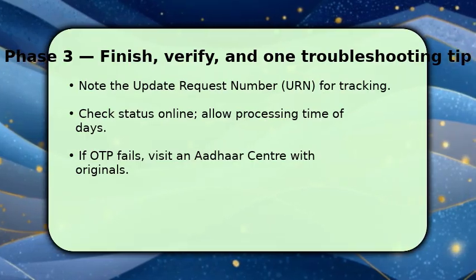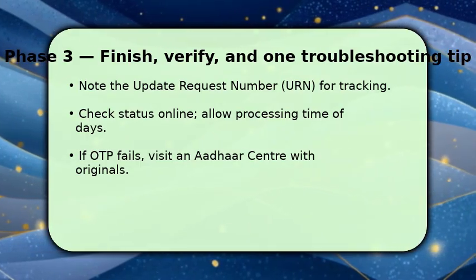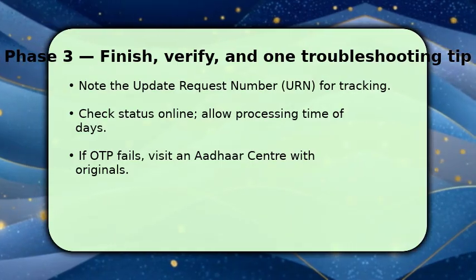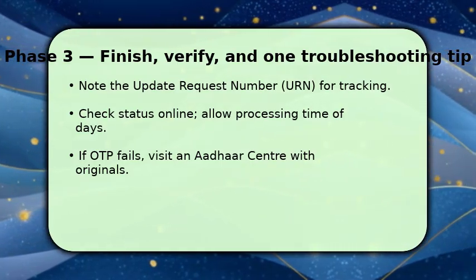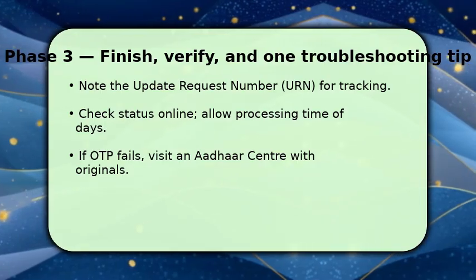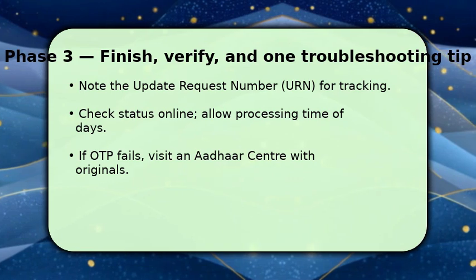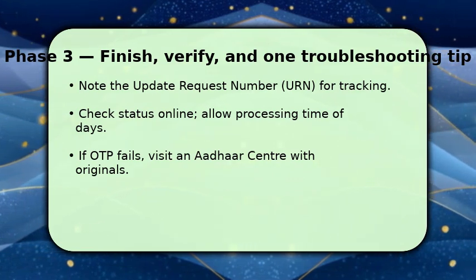If the online path fails or OTP does not arrive, make sure to visit an Aadhaar center with original documents and the photocopies. Staff can assist with biometric verification. Finally, if the URN shows rejection, read the reason, correct the specific field, and resubmit rather than repeating.